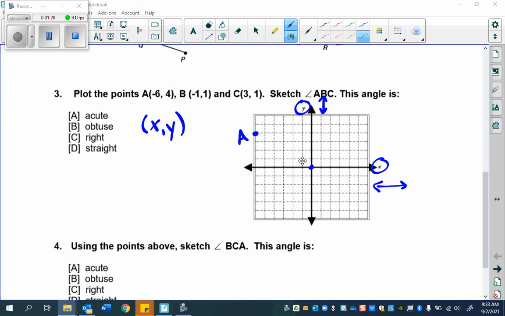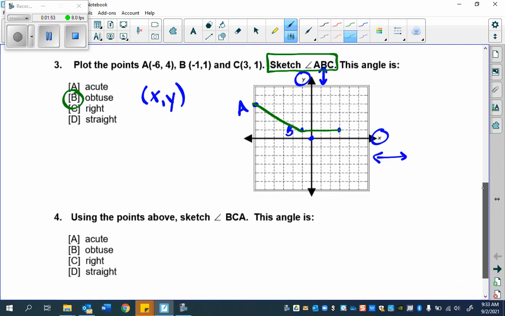B is over -1 and up 1. C is over +3 and up 1. So when I plot my points, my next direction is to sketch angle ABC. So B has to be the vertex. So when I sketch that angle, that is an obtuse angle.